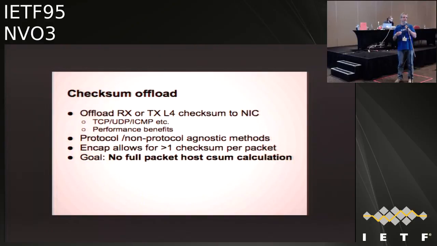So checksum offload is a well-known technique that many NICs, or probably most NICs, provide, where they can perform the checksum calculation on behalf of a host for TCP, UDP, or ICMP, basically any internet one's complement checksum. And NICs have implemented this in two different ways, what we call so-called protocol specific and protocol agnostic. And I'll get a little bit more into the implications of that.